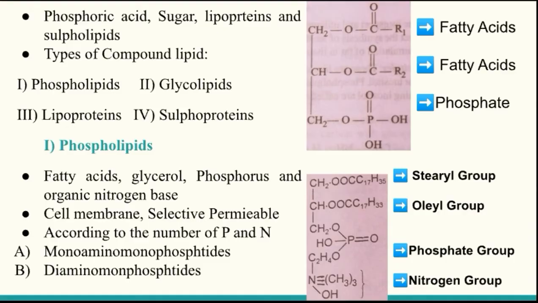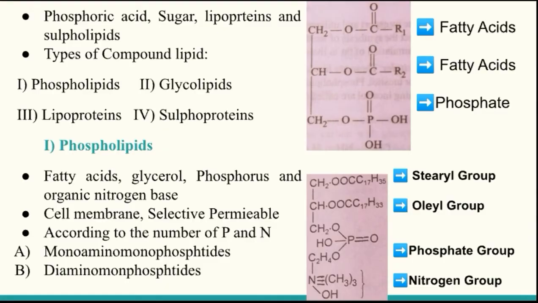Okay, the compound lipids have been classified on the basis of the nature of these additional groups, into four types. The first one is the phospholipid, the second one is the glycolipids, the third one is the lipoprotein, and the fourth one is the sulfolipids.